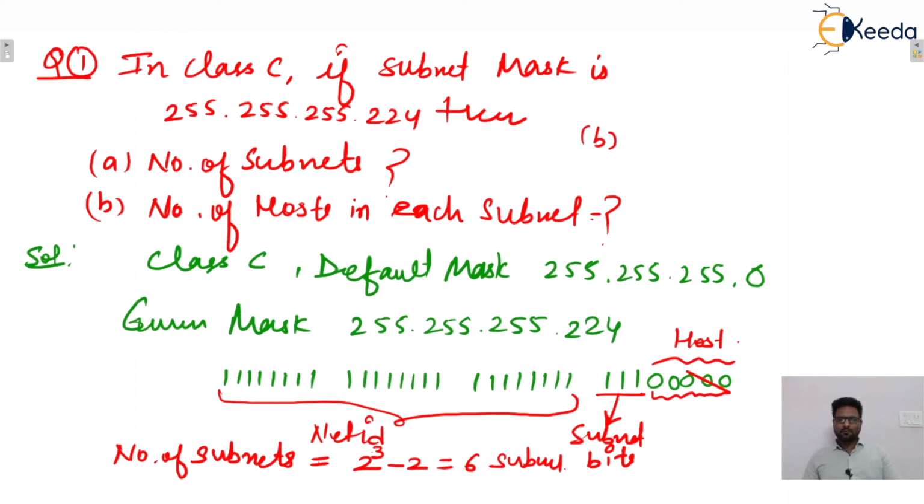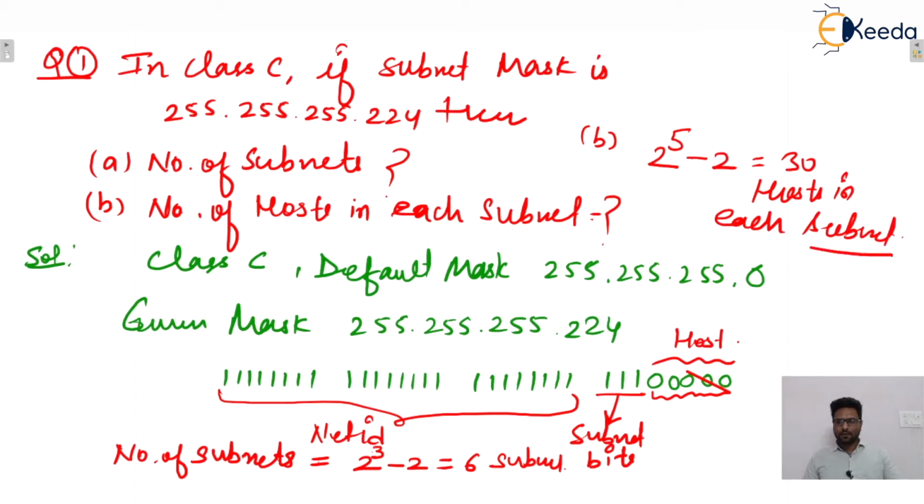Second question, B part, number of hosts in each subnet. So how many host bits are there? 5. So 2 raised to power 5 minus 2. That is, we can say that 30 hosts in each subnet are possible. I hope this one is clear to everyone.